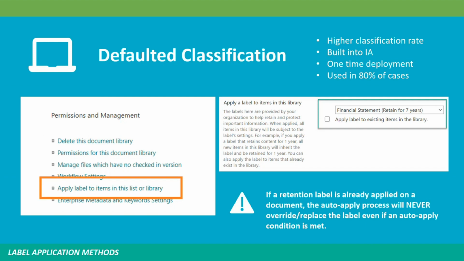So just to go a little bit deeper, defaulted classification. This slide just shows that you can apply a label to the items within a document library. And then you also have this checkbox option to say that you want to apply the label to existing items in the document library as well. And something we just wanted to call out with defaulted retention is that if a retention label is already applied on a document, an auto apply process will never override or replace that label, even if an auto apply condition is met.